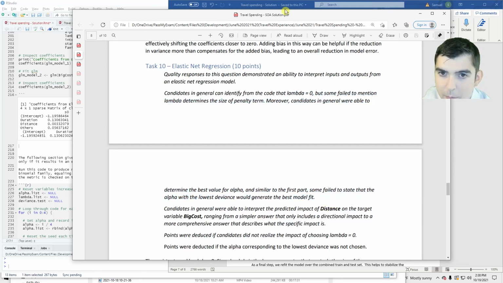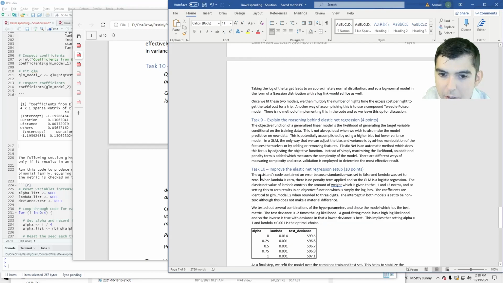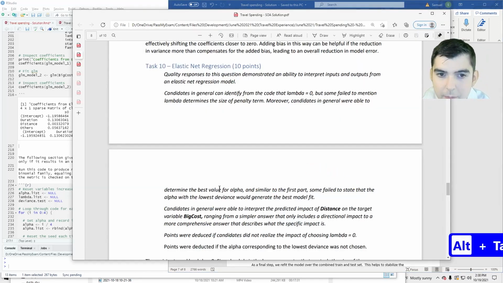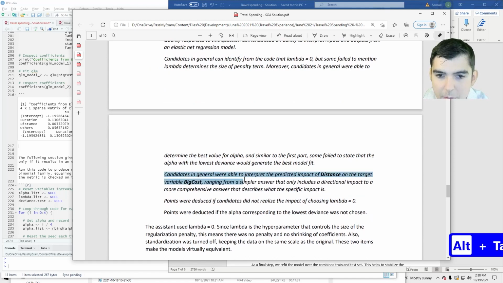So if you got this first part where you talk about the assistant's code and you said that there's no penalty term when lambda is 0, you would have gotten maybe half of the points. And then candidates in general were able to interpret the predicted impact of distance on the target variable big cost, ranging from a simpler answer that only includes a directional impact to a more comprehensive answer that describes what the specific impact is.